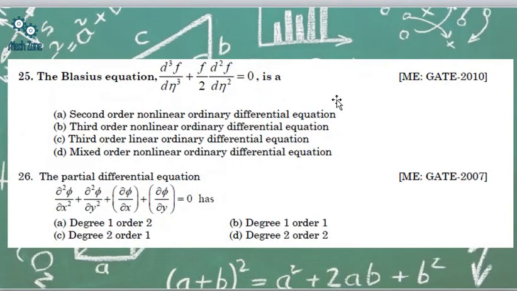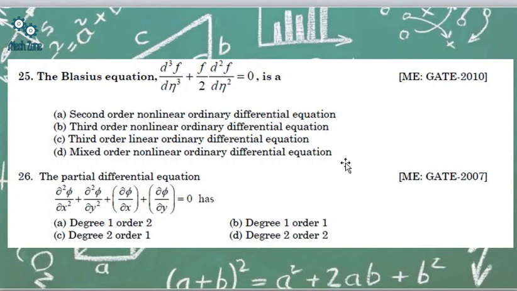ओके, नाउ द नेक्स्ट क्वेश्चन, दिस हैज बीन आस्क्ड 2 times, I think 2 or 3 times पूछा गया है. ब्लासियस इक्वेशन d³f/dn³ + f/2 × d²f/dn² = 0. क्योंकि एक डिफरेंशियल कोफिशिएंट आपका मल्टीप्लाई हो गया, तो पहली बात तो ये है कि आपकी ये इक्वेशन लीनियर नहीं हो सकती. ठीक है, तो ये लीनियर नहीं होगी, तो सिर्फ ऑप्शन सी रूल्ड आउट हो गया.